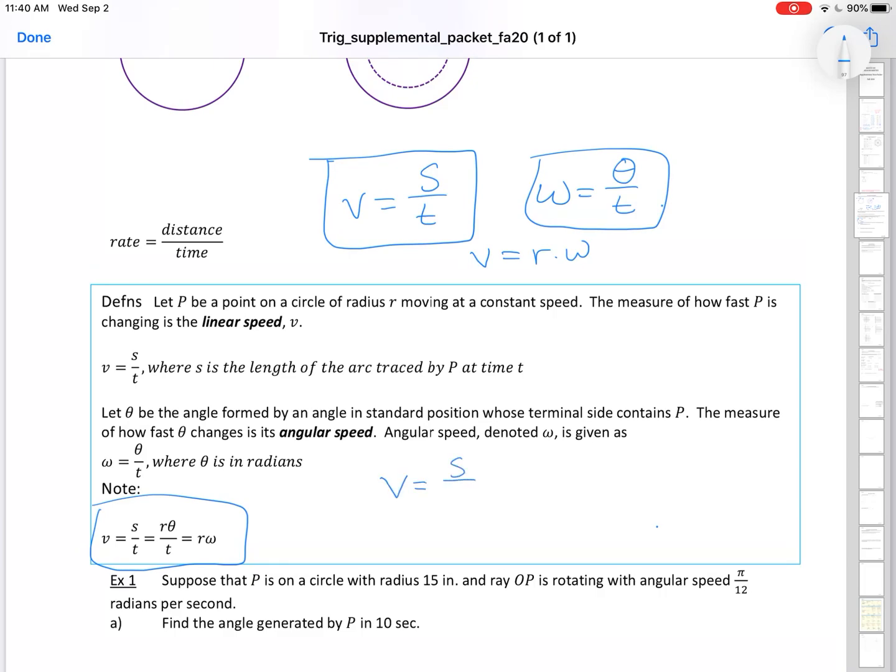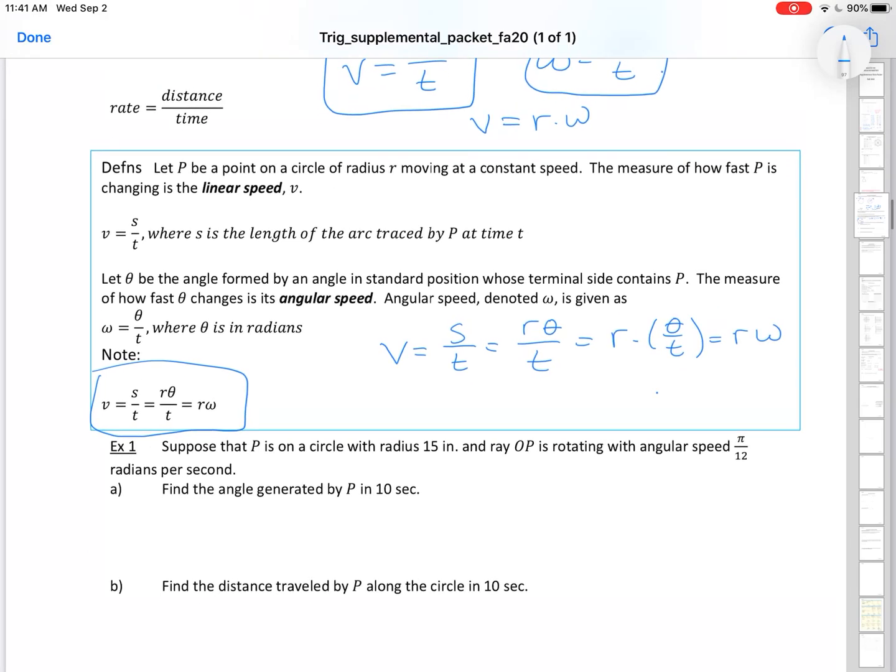V is equal to how far you travel on the circle over the time. How far we travel on the circle is r theta over time. R times theta over t would be the same thing, and that's r times omega. So sometimes they'll give us the angular speed, and all we have to do is multiply that times r in order to get the velocity of the point as it moves around. So everything that we're about to do is relating to these formulas, and it should be pretty nice as we go through.